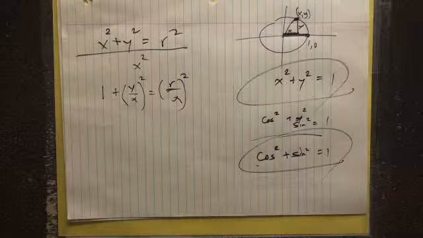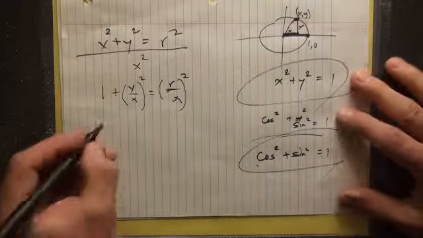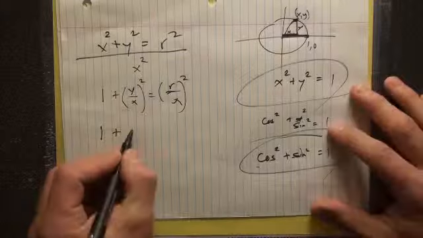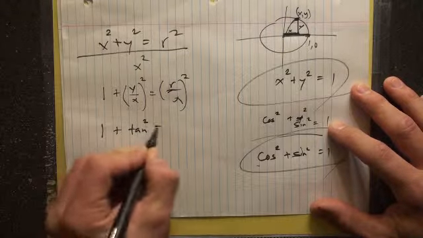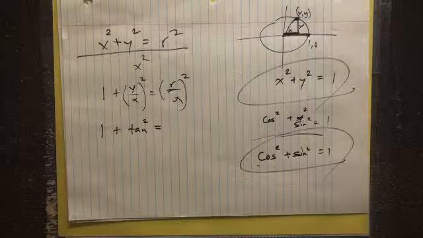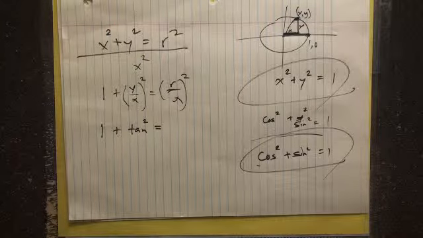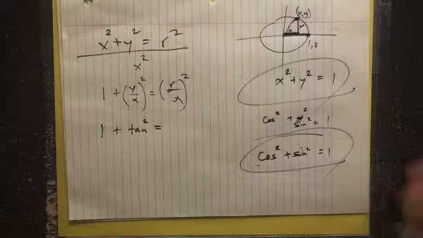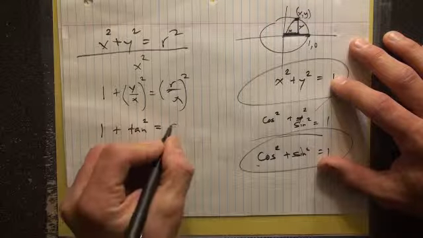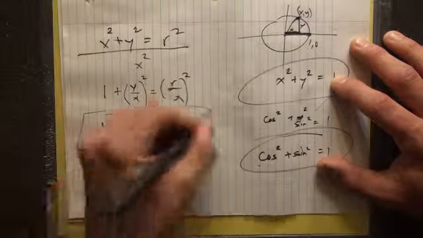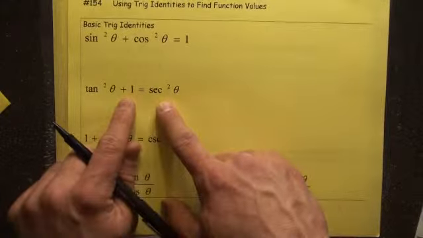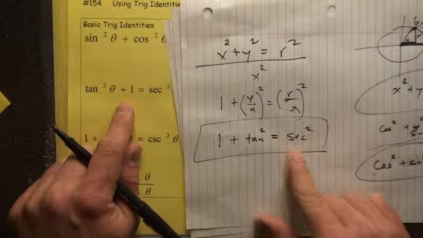Well, let's change that to the trigonometry. Well, this is a 1 plus, well, what's y over x? Rise over run, which is tangent squared. Alright? What's r? That's the hypotenuse. R over x. Hypotenuse over adjacent. What's hypotenuse over adjacent? Well, what's adjacent over hypotenuse? Adjacent over hypotenuse is cosine, therefore this is what? Secant. Trig identity number 2. There it is. Tangent squared plus 1 equals secant squared.